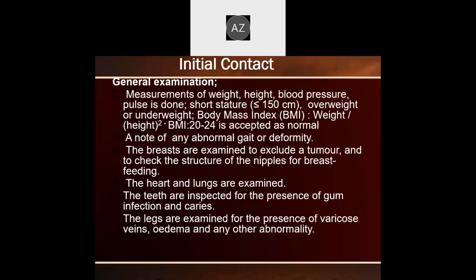On general examinations, it's also important. It's going to help you to know whether you are dealing with a high risk or probably a normal pregnancy. Measurements of weight, height, blood pressure, pulse, short stature, that's below 150 centimeters, overweight, underweight, BMI. Check on these. BMI 20 to 24 is accepted as normal. Note any abnormal gait or deformities.